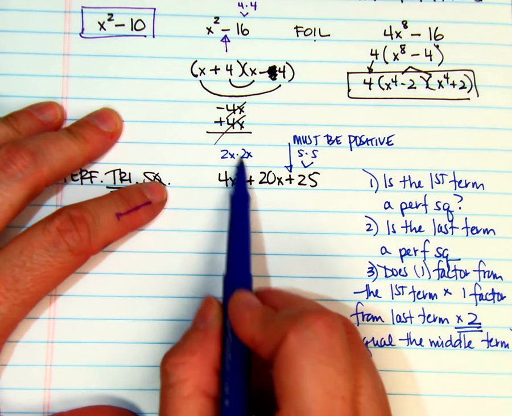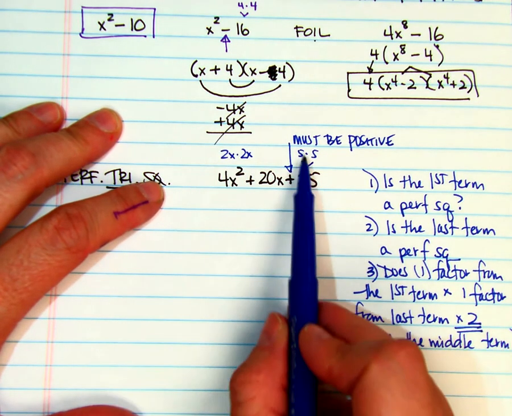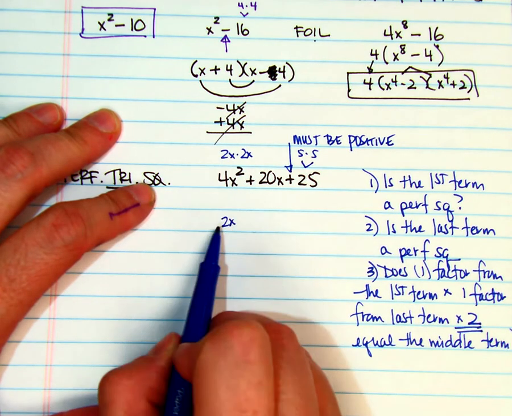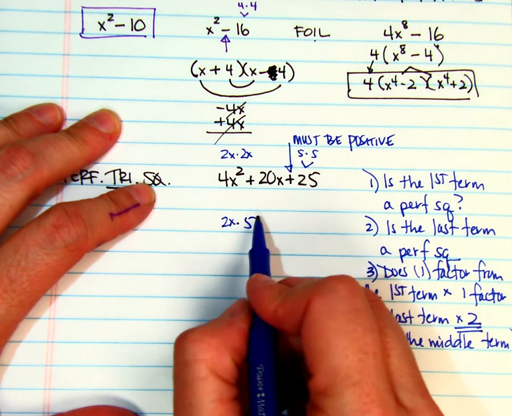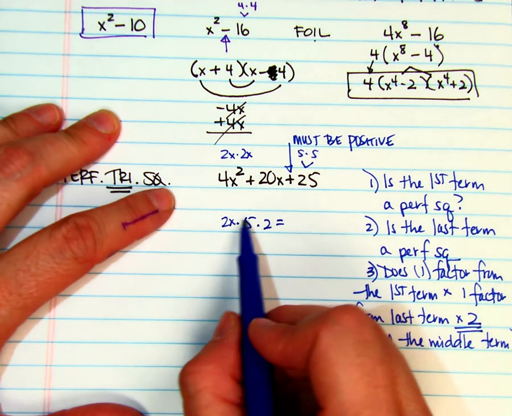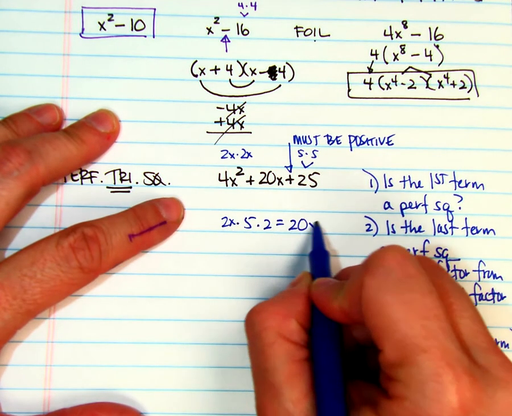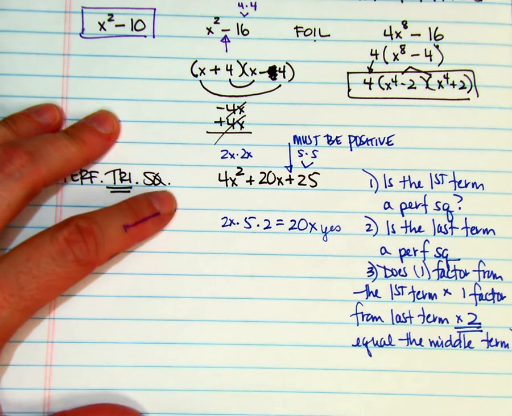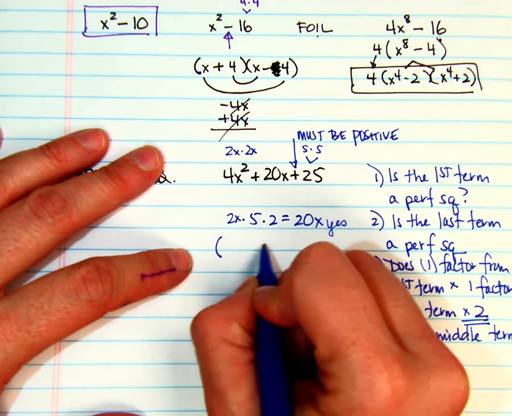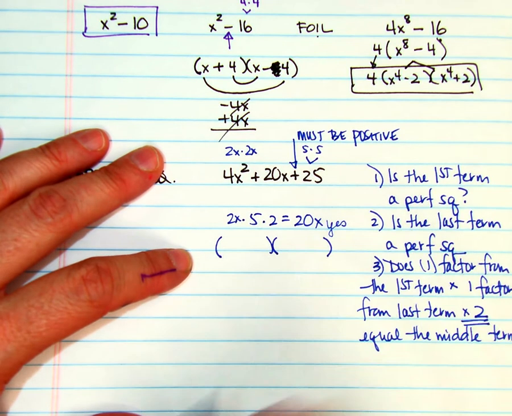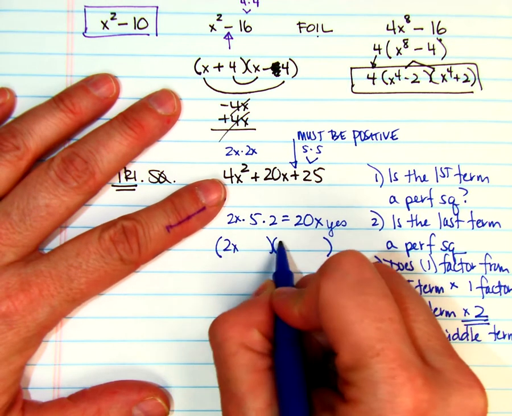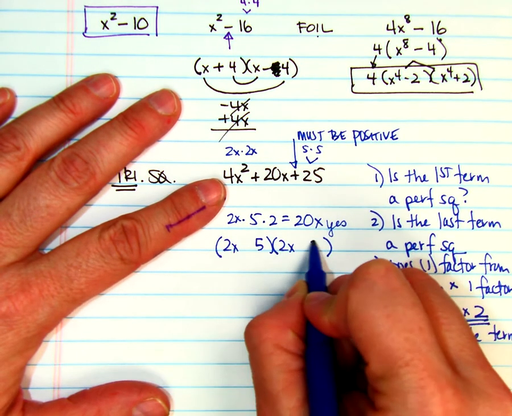So that gives me a perfect square. This is a perfect square. So does 2x, one factor from the first term, times one factor from my last term, times 2, give me my middle term? And I get a 10 and I get a 20x. So yes, it does. If you have a perfect trinomial square, it breaks down to 2 binomials that are the same. Take your equal factors of 2x and a 5. So 2x and 2x, 5 and 5.